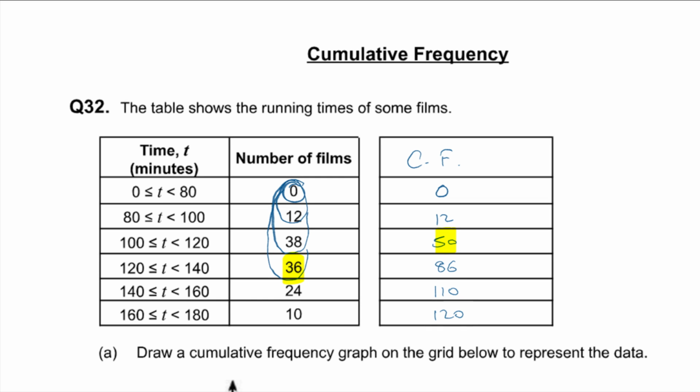Always good to check that it's equal to the total. Normally it tells you in the question what it's out of, so it'll often say it up here. This one doesn't. It should still be the same as what the whole list adds up to. So you could check it that way as well.